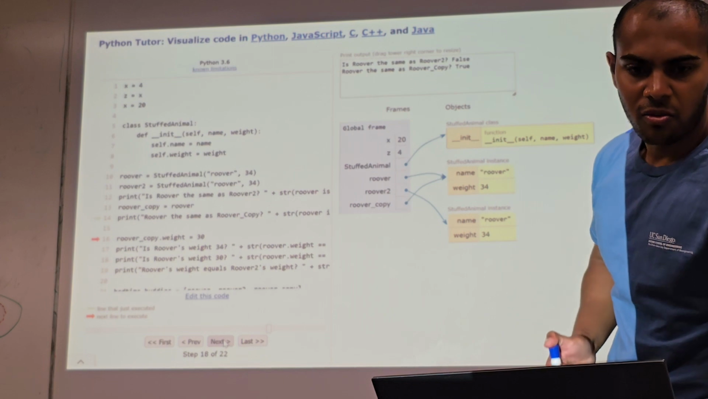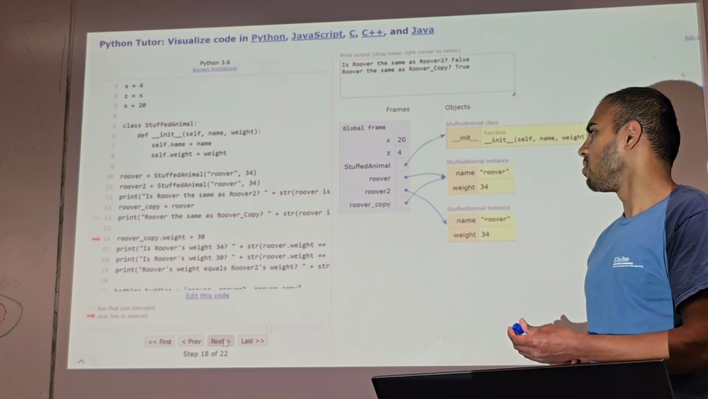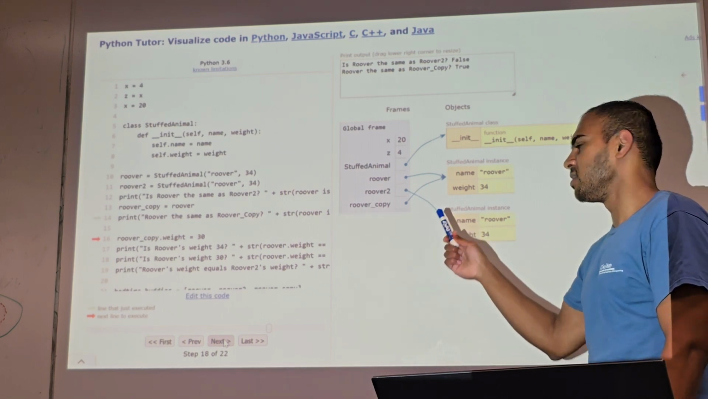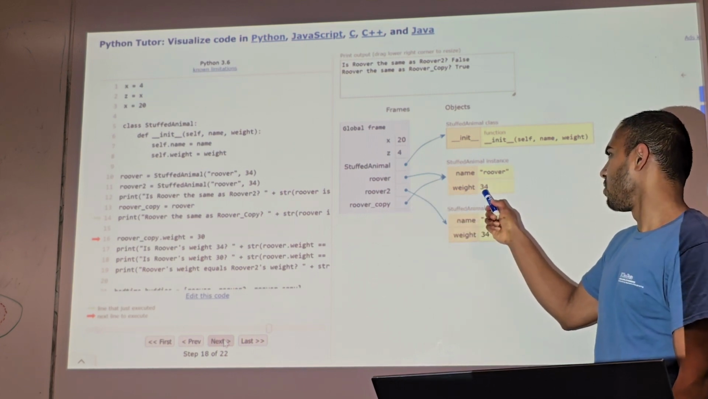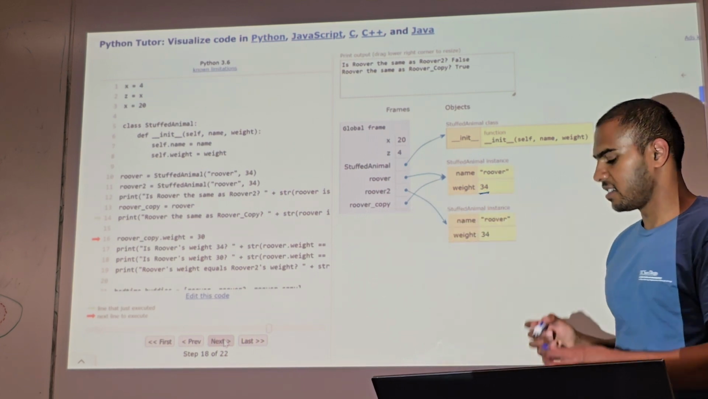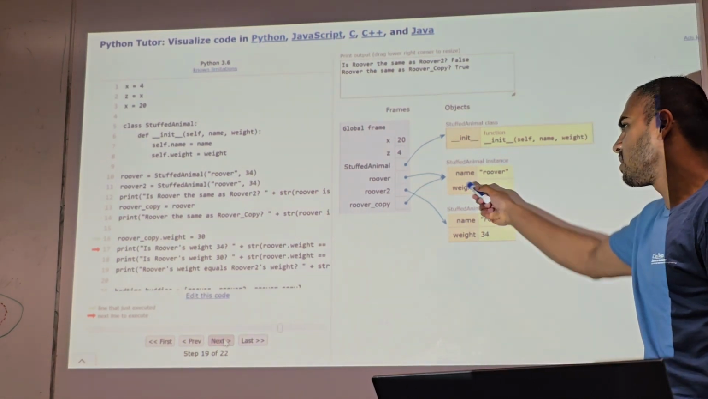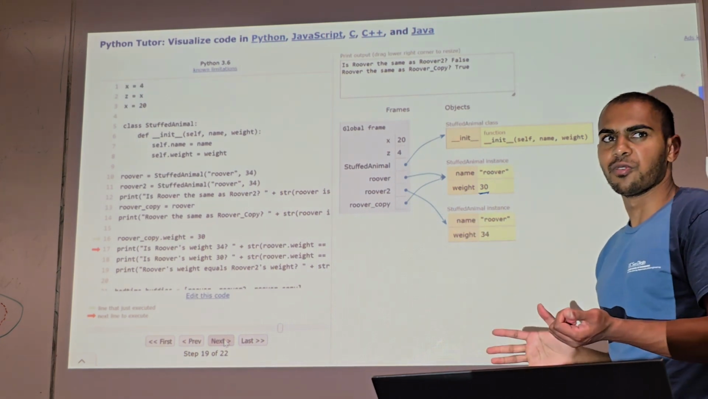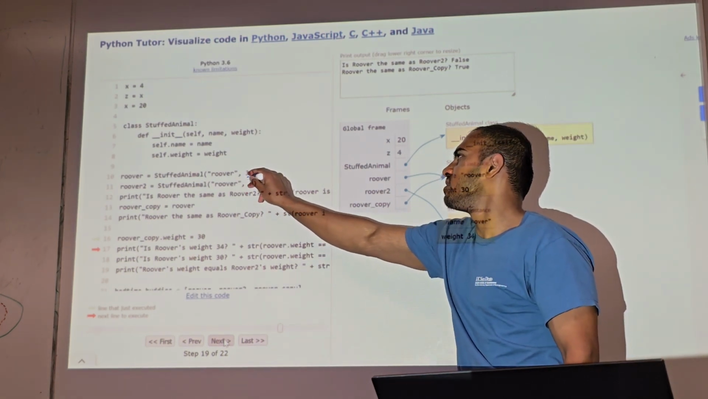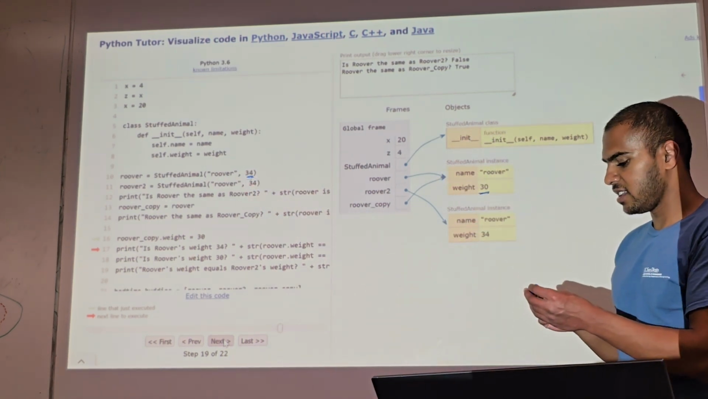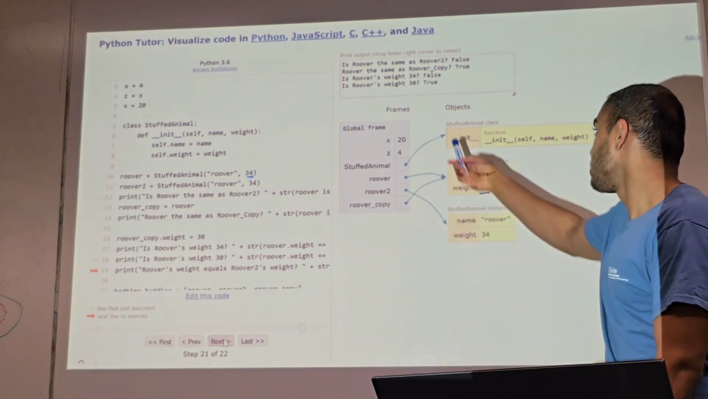It's true. What gets really interesting is when we talk about attribute manipulation. So if I set Rover copy dot weight equal to 30, what's going to happen? Rover copy's address points to this instance. This is our weight here. This is going to change to 30, which is what happens when I hit next, right? So this is now 30. But the question is, what happened to Rover's weight? Is Rover's weight still 34, like we assigned it over here in line 10, or is it going to be equal to 30? And the answer here is that it's actually equal to 30.